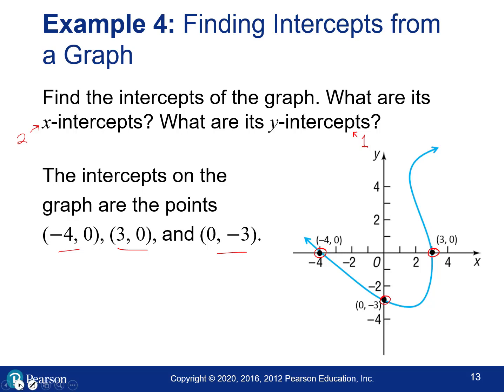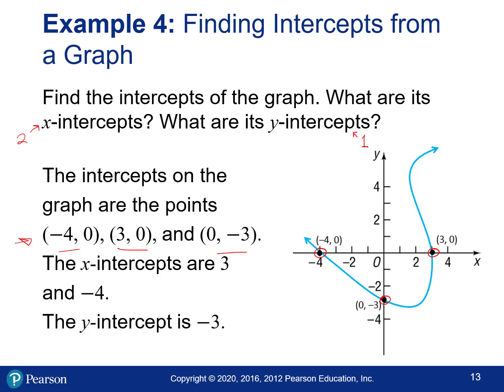And what you can do, sometimes it honestly depends on the book or your preference, but sometimes they're labeled as points, sometimes they're just numbers. I personally like to label them like this as points, but for the x-intercepts, you could just say that it's 3 and -4, the x values. And then the y-intercept you could say is just -3, the y value. But like I just said, I personally choose this one because it's very clear that it's a point on a graph when I have x and y together.